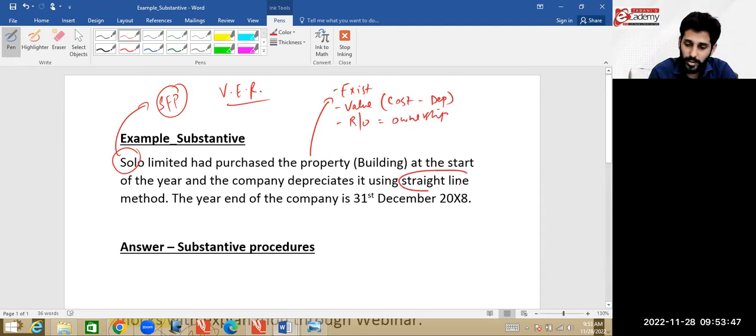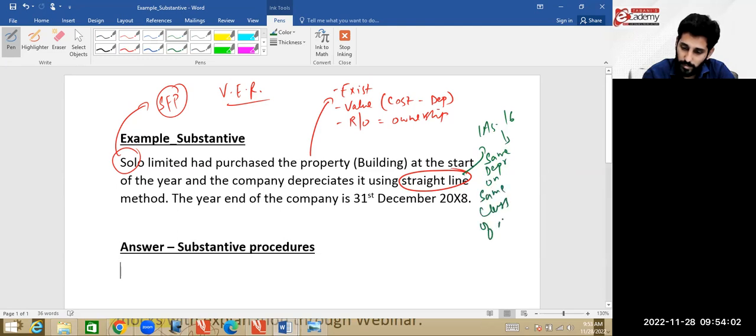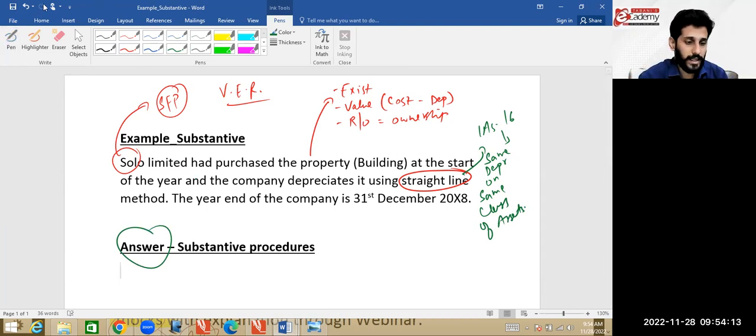And the company uses the straight line method, and it is not my requirement. It is a requirement of IAS 16 that the same method is applied to the same class of assets. So you will have to see that thing. All right. So the answer drafting is very simple. Remember my words. Answer drafting is very simple.